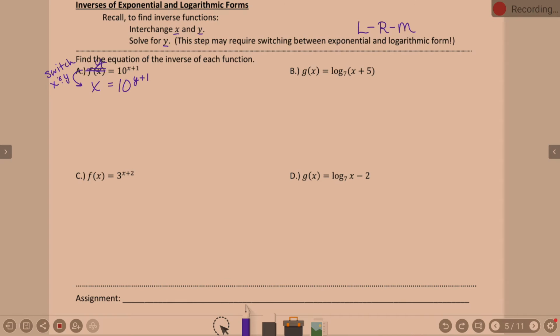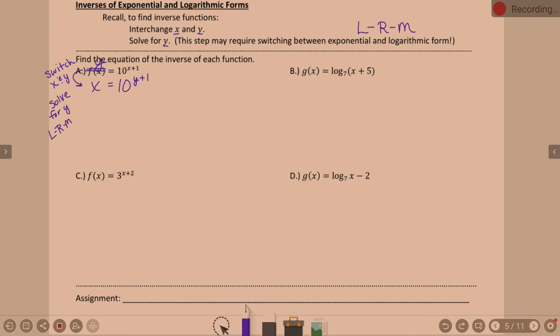In the exponent. It's on the right. It's in the exponent. It's really difficult to solve for something in the exponent, which means we need to get it out of the exponent. How am I going to suggest we get this out of the exponent? This is where your left, right, middle is going to come into play.